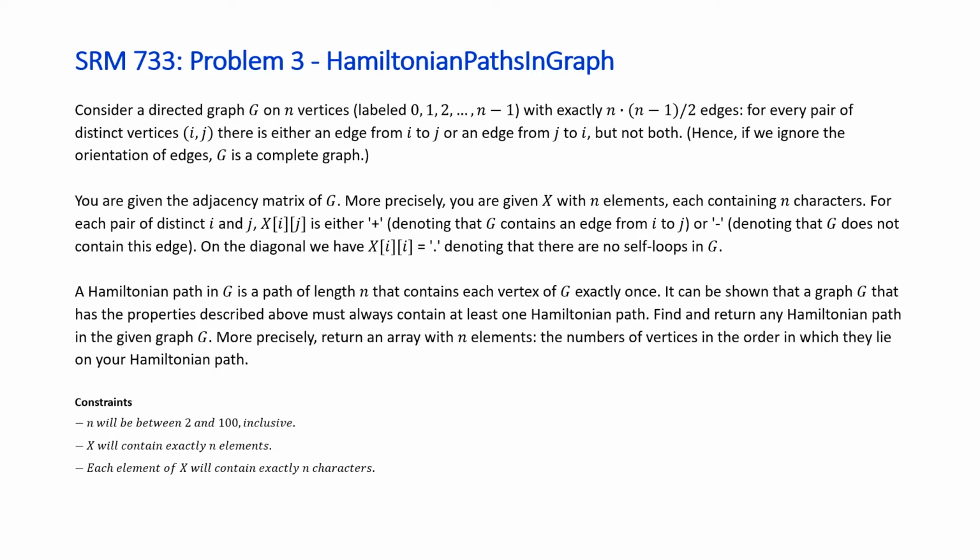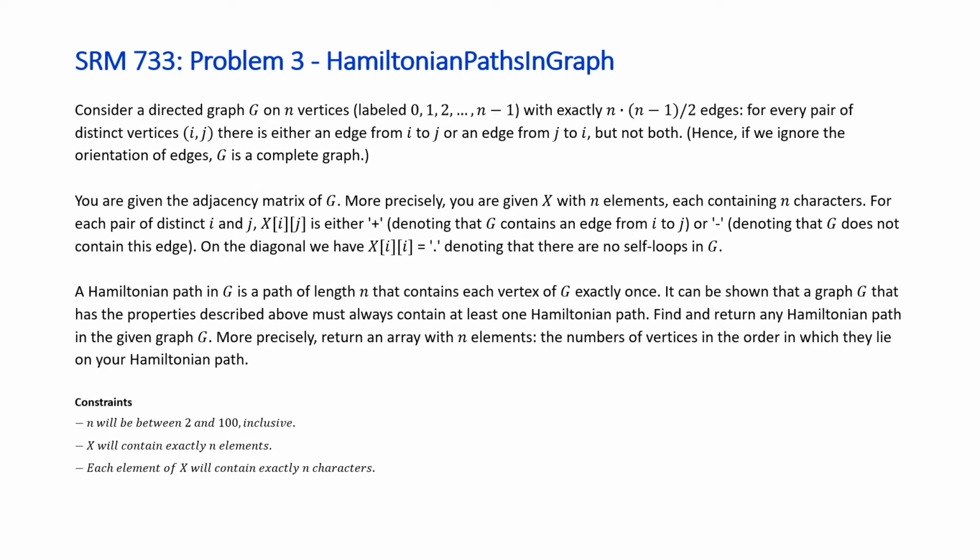A Hamiltonian path in G is a path of length n that contains each vertex of G exactly once. It can be shown that a graph G with the properties described above must always contain at least one Hamiltonian path. Find and return any Hamiltonian path in the given graph G. More precisely, return an array with n elements, the vertices in the order in which they lie on your Hamiltonian path. And note that in the constraints of this problem, n, the number of vertices, is going to be between 2 and 100. X will contain exactly n elements, and each element of X will contain exactly n characters.